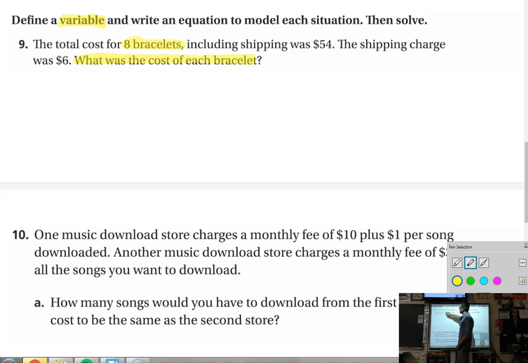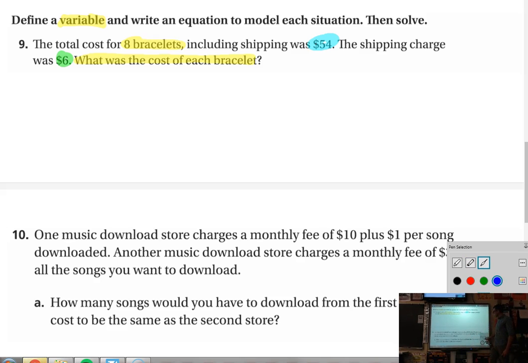What I do know is we ordered 8 of them. We also know our total fee was $54. And we also know that the shipping charge was $6. So I always talk to my students about what happened multiple times, what happened once. Well, I paid the shipping charge once, and I bought multiple bracelets.